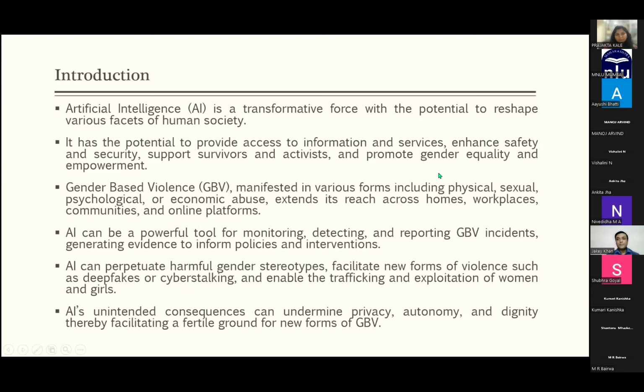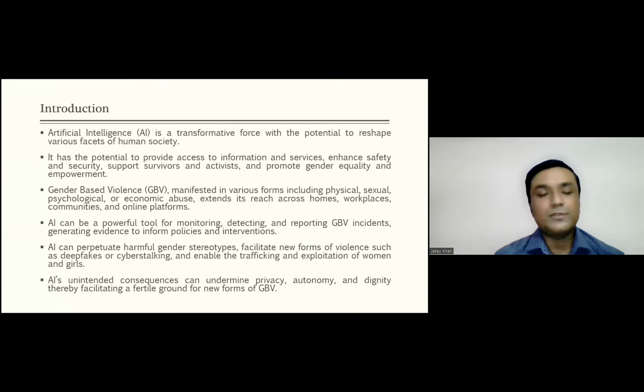I would like to introduce my paper by stating that AI is a transformative force with the potential to reshape various facets of human society. No doubt it has great potential nowadays, and as such, it has been widely accepted by our society in each and every sector, in each and every phase of governance, health, and even education. AI has been largely embedded in our society.